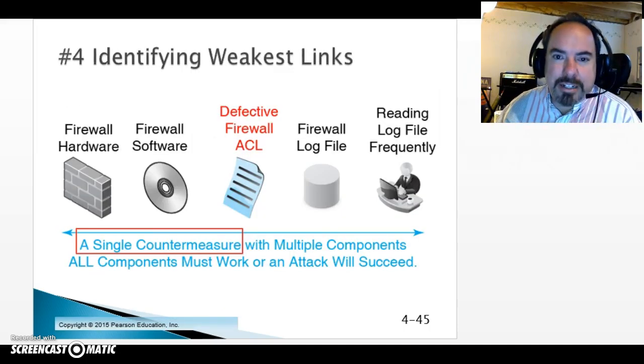But I've said too much. Let's see. Number 4 is identifying the weakest link.